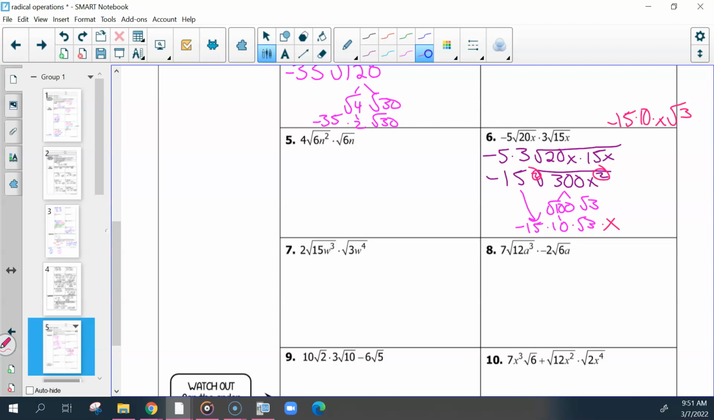And our simplified answer would be what? So since we have variables again, what kind of sucks is that we can't check the variable part in the calculator, but you can check the numbers. You could put this in as negative 5 times the square root of 20 times 3 times the square root of 15, and you should get the same decimal answer as negative 150 times the square root of 3.